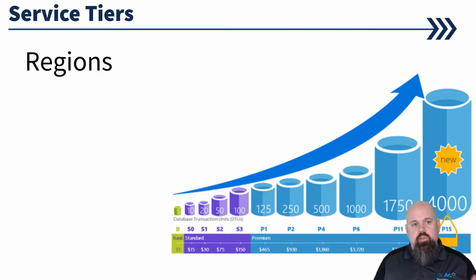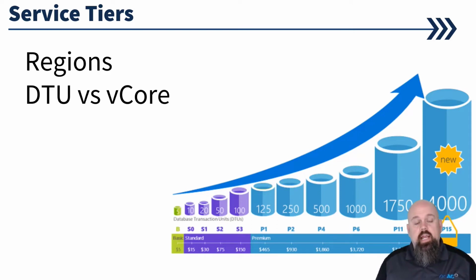So keep in mind that when you pick a service tier, we're also putting the database into the appropriate region. Now, there are 2 kinds of service tiers, DTU or vCore. Within those 2 service tiers, there are different models of the service tier that you can pick.